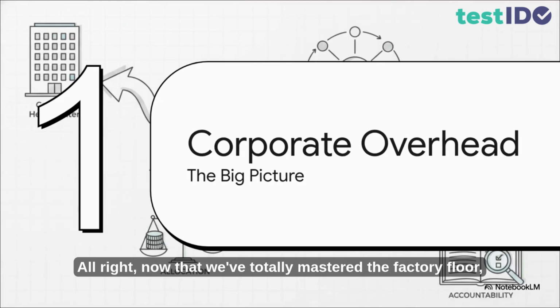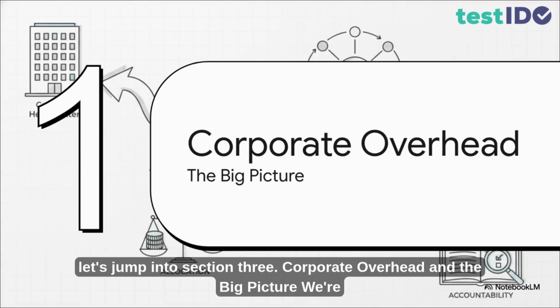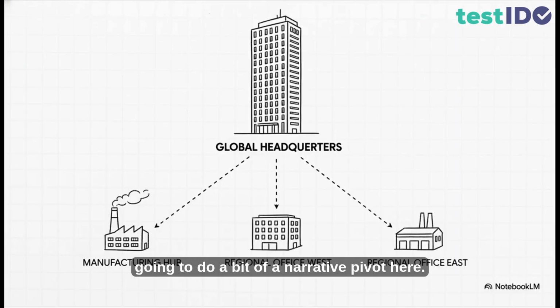All right, now that we've totally mastered the factory floor, let's jump into Section 3, corporate overhead and the big picture. We're going to do a bit of a narrative pivot here.